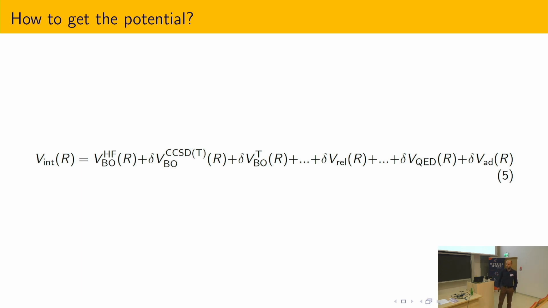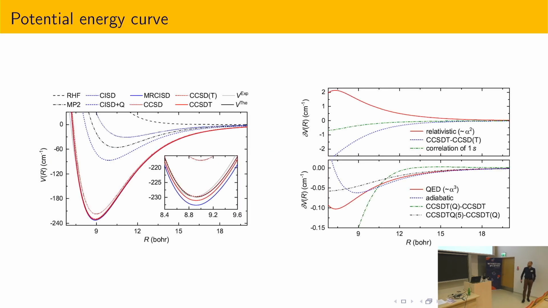And then after that, probably we need also the relativistic contribution, and maybe go even further by including the quantum electrodynamics contribution, and of course, we need to go beyond the Born-Oppenheimer approximation. So it means that we need at least the adiabatic contribution also. And how does the potential look? Here you see more or less the potential obtained by our computations.